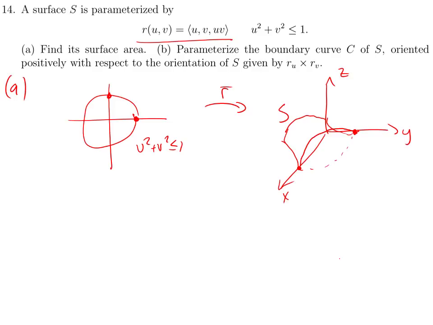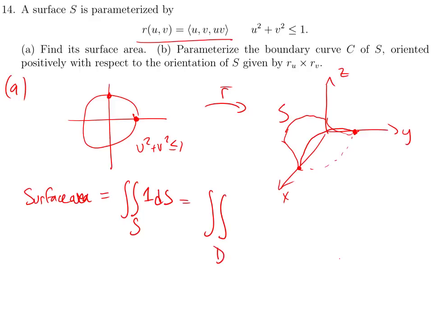And the first step is find its surface area. So we know how to do this. So surface area is just the double integral with respect to surface area of 1. And the change of variables is something we've discussed many times. This is just the double integral of |RU cross RV| dA over the parameter domain. So let's now calculate this.